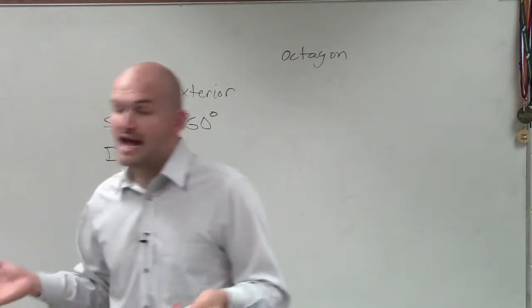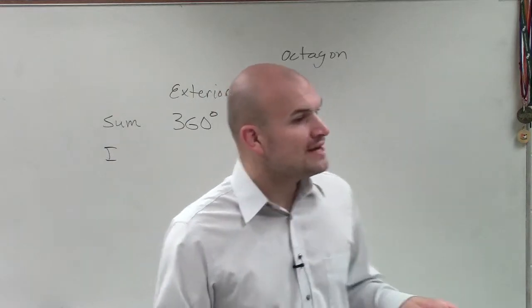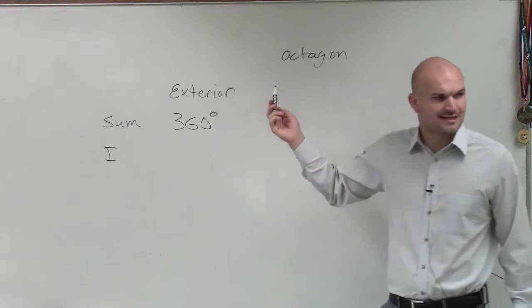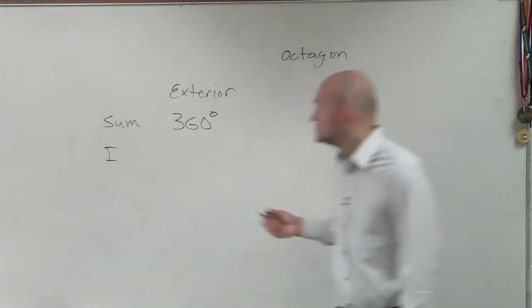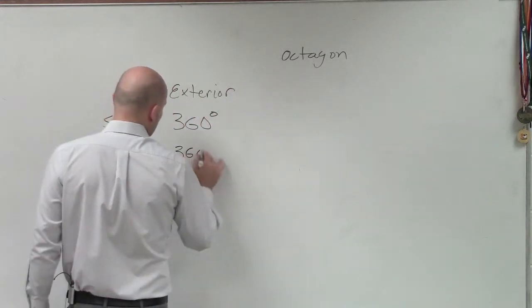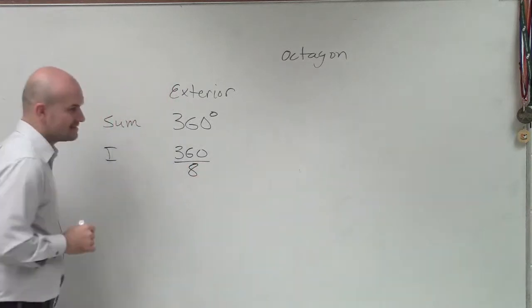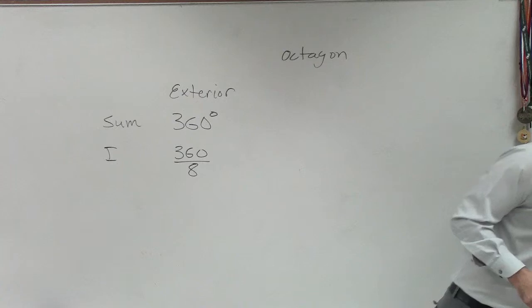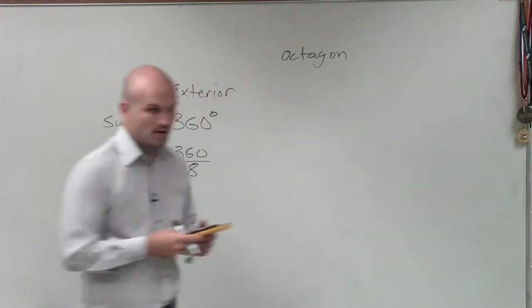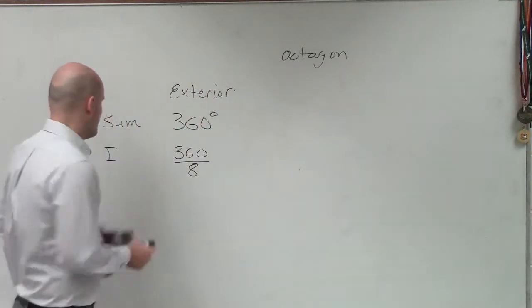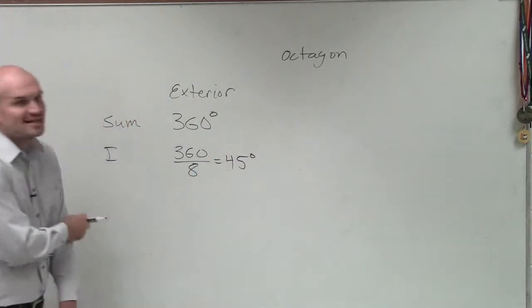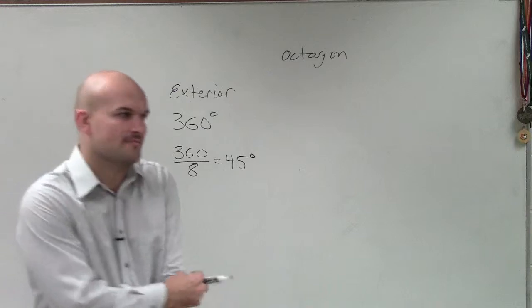Now, if it's regular and the sum of all the angles is 360, that 360 is split among how many angles? An octagon has 8. So I need to take 360 and divide it by 8. And 360 divided by 8, did anybody get that? 45. So therefore, the measure of each exterior angle is 45 degrees.